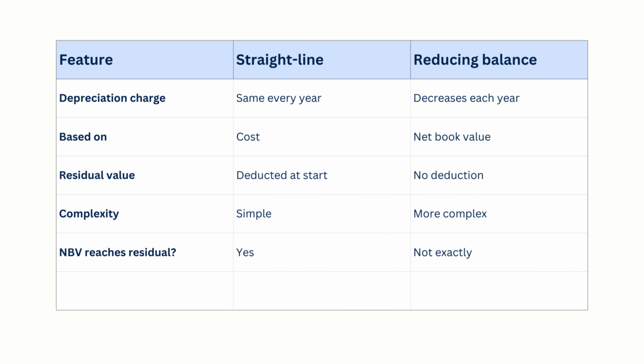With straight-line depreciation, the net book value reaches the residual value exactly. With reducing balance depreciation, it does not reach it exactly, it gets close. Straight-line depreciation results in stable profits each year. Reducing balance depreciation reduces profit more in the early years and less in later years. This reflects assets that lose value faster when they are new. Both depreciation methods are acceptable. The correct method is the one that best reflects how the asset is used.